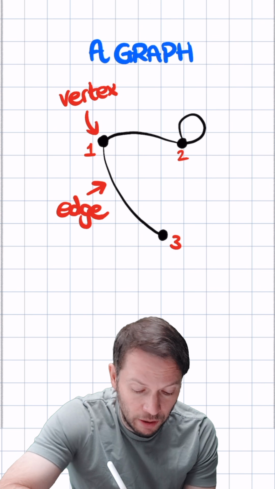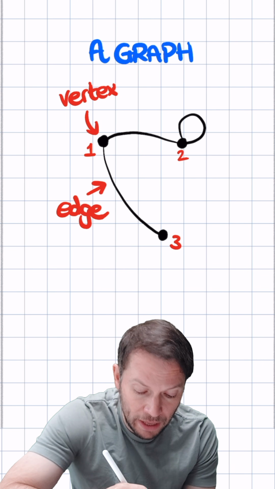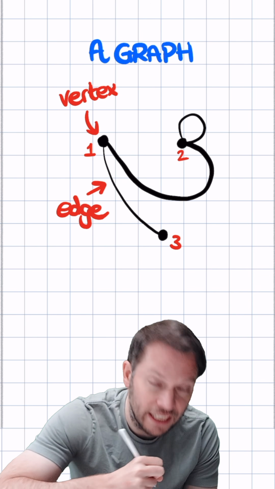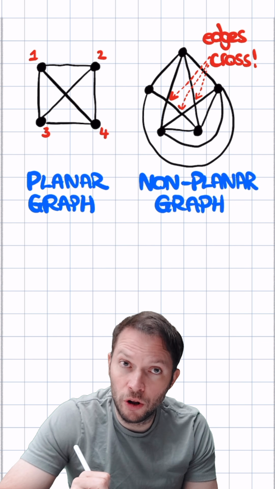And I only care, for example, that there is an edge between vertex 1 and vertex 2. How I draw the line doesn't matter. So, for example, if I rub this line out and connect like this instead, that's actually the same graph. Now, graphs can either be planar or non-planar graphs.